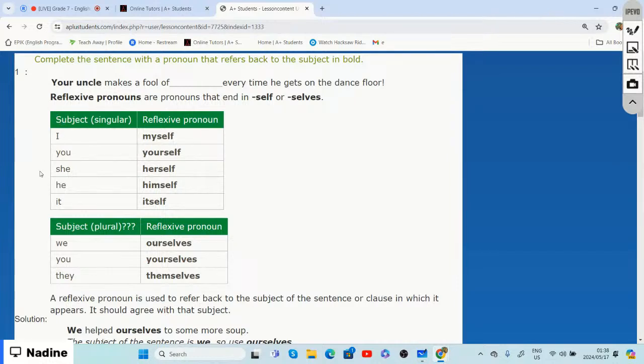Yourself needs to refer back to you, herself to she, himself to he, itself to it, ourselves to we, yourselves to you, themselves to they, right? It needs to refer back to that subject whenever you make mention of it. But if you are talking about someone other than you, then that is a personal pronoun.